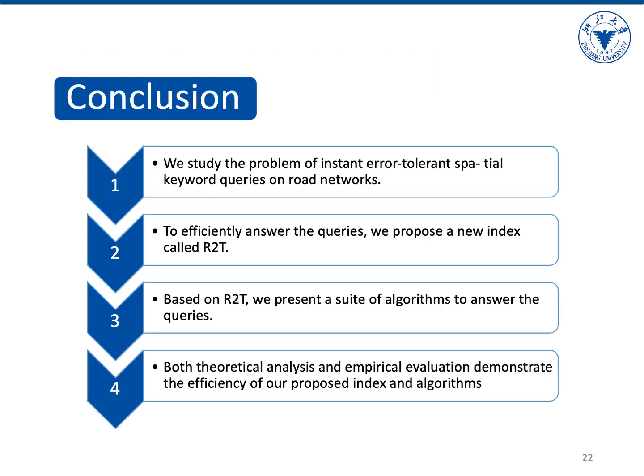To conclude, in this work, we study the problem of instant error-tolerant spatial keyword queries on road networks. To efficiently answer the queries, we propose a new index called R2T. Based on R2T, we present a suite of algorithms to answer the queries. Both theoretical analysis and empirical evaluation demonstrate the efficiency of our proposed index and algorithms.